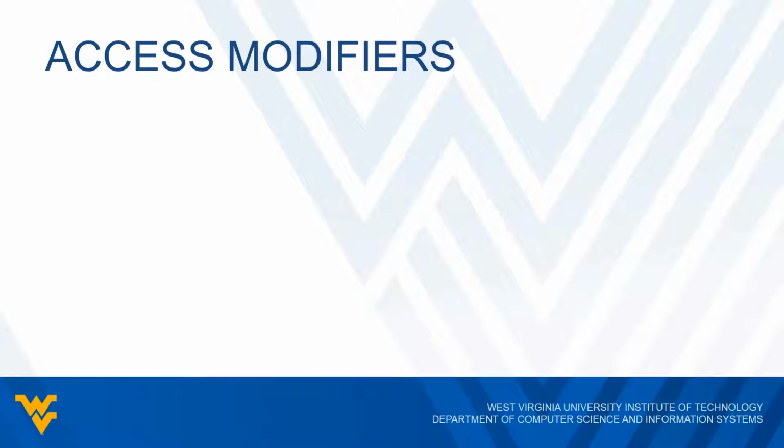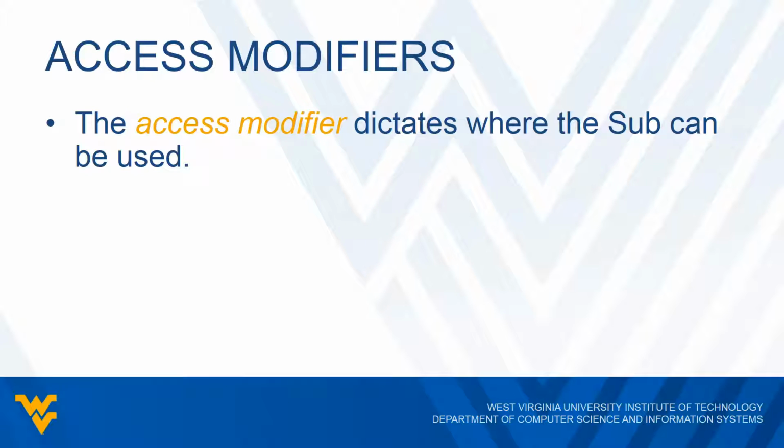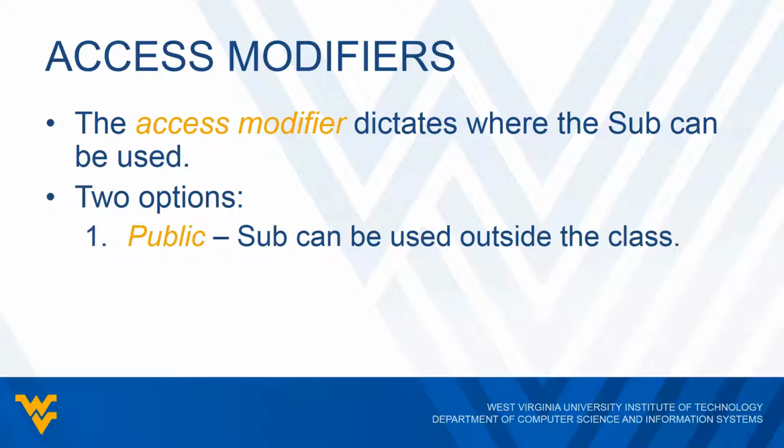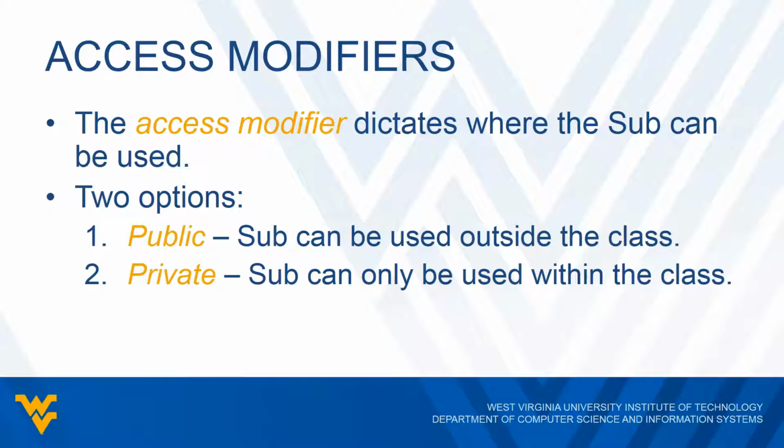We just mentioned that the header of a sub contains access modifiers. Well, what are those? An access modifier simply dictates where the sub can be used. In this case, we have two options for access modifiers. We have public, which means that the sub can be used or called outside of the class that it's defined in. And then we have private, which simply means that the sub can be used only within that class.